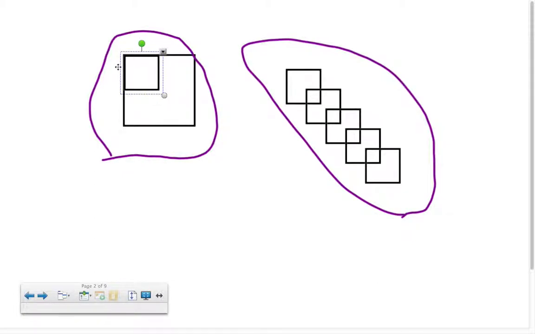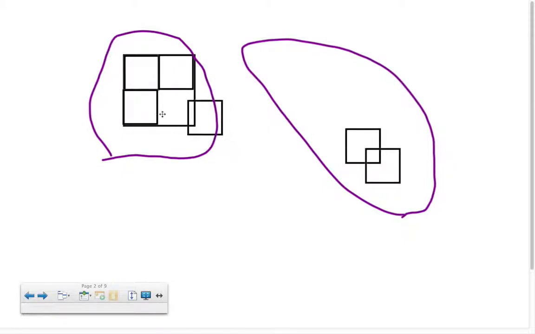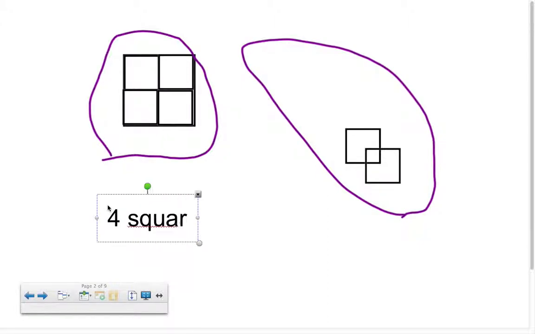We could fit one in there. We could fit a second in there. Maybe you can already see how many we could fit total. We could fit 3 in there. And if you haven't figured it out yet, it looks like we can fit 4 in there. So the area of this square would probably be something like 4 square units, because we fit 4 of those little squares inside the bigger square.